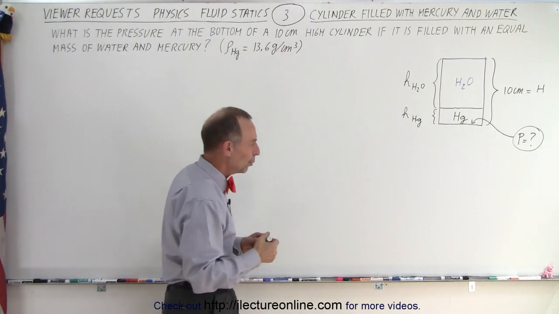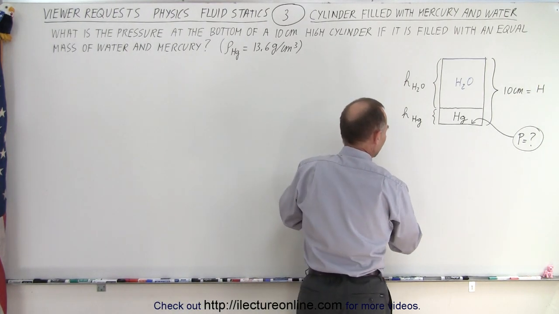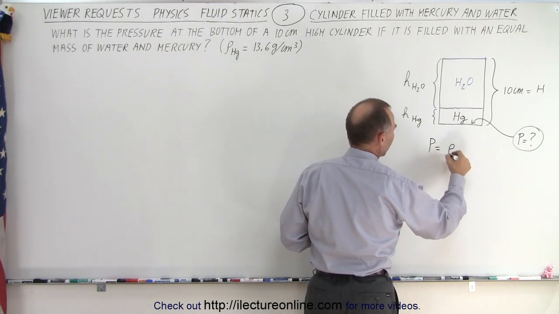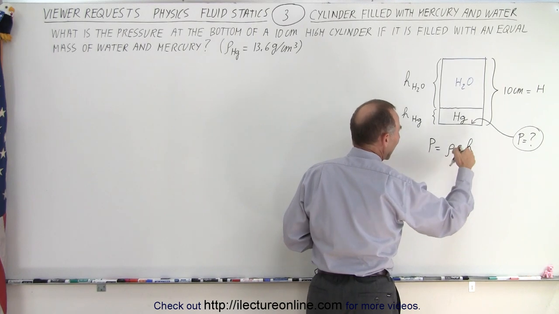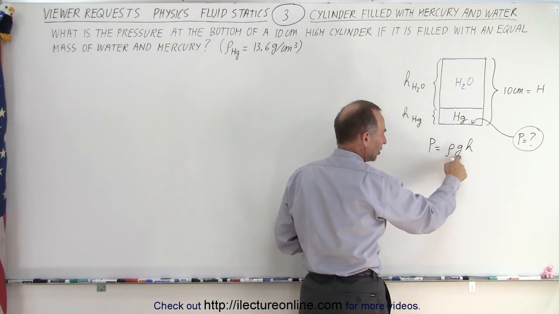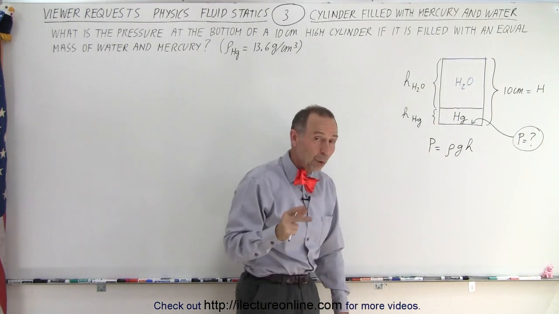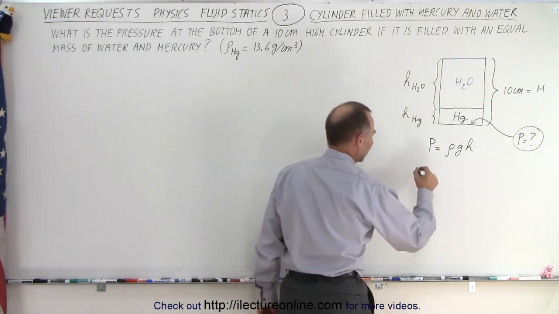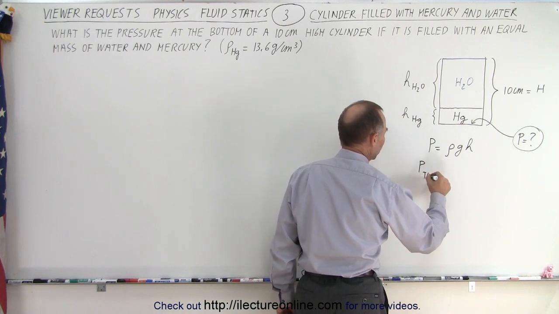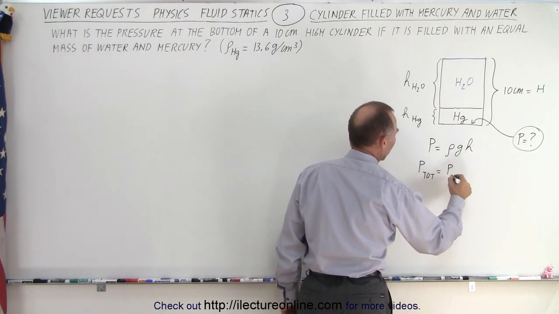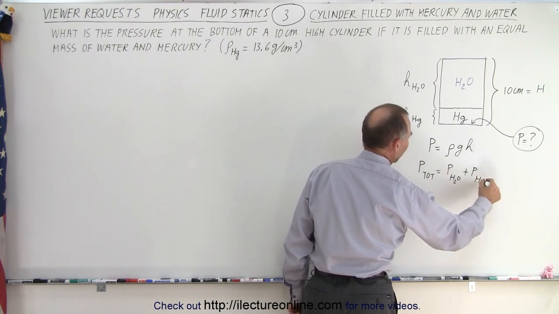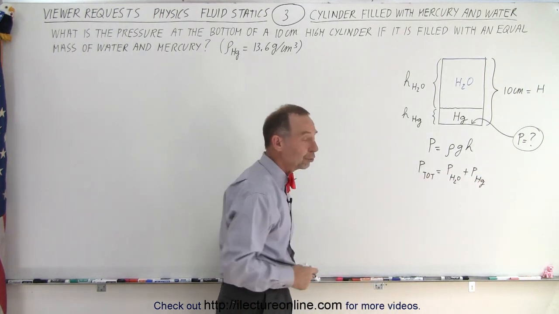Well, first of all, we have to understand that the pressure inside a liquid, in general, can be found using the equation rho g h, h being the depth of the liquid, g the acceleration due to gravity, and rho the density of the liquid. But if there are two densities, the total pressure will be equal to the pressure of the water plus the pressure caused by the mercury. So we simply add the two together.